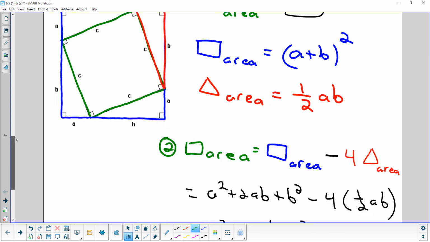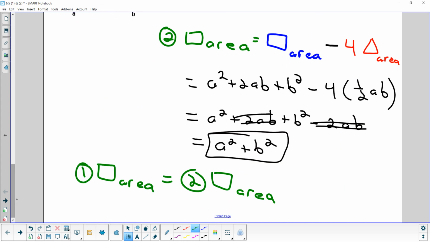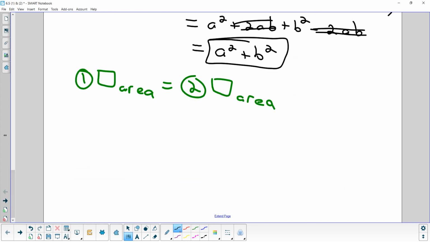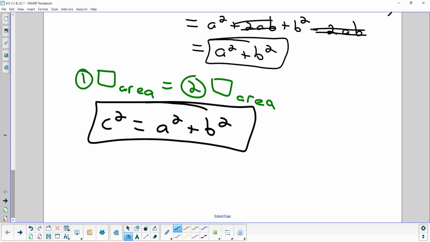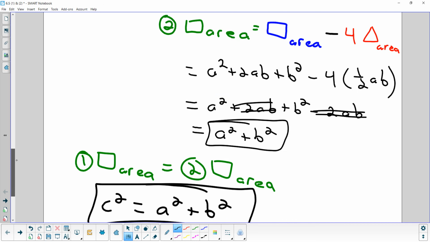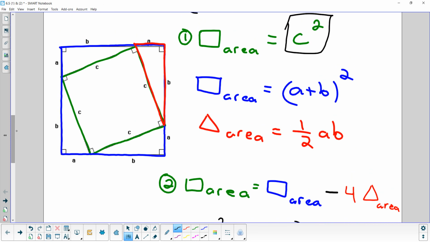So let's take what we got in method 1, which was c squared, and set it equal to what we got in method 2. And there you go. So there's the Pythagorean theorem, and there's the proof. There's probably 50 different ways you can prove that formula. This is one that's a more visual way, and it uses geometry to do it.